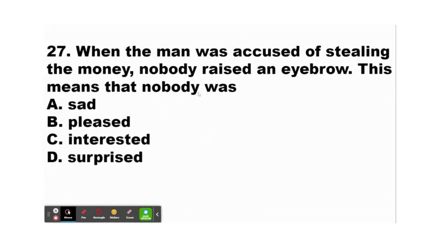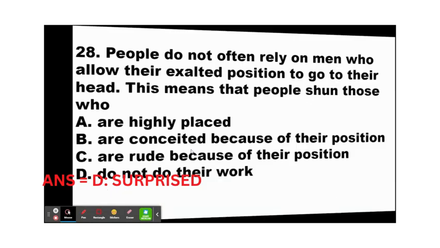27. When the man was accused of stealing the money, nobody raised an eyebrow. This means that nobody was A, sad, B, pleased, C, interested, D, surprised. D is the correct option. When you raise an eyebrow, it means you are surprised at something, you are shocked, and you are also raising some questions about it. So nobody was surprised. D is the correct option.